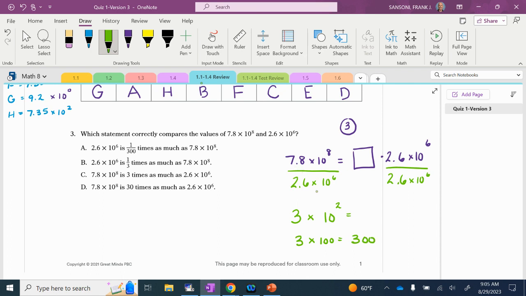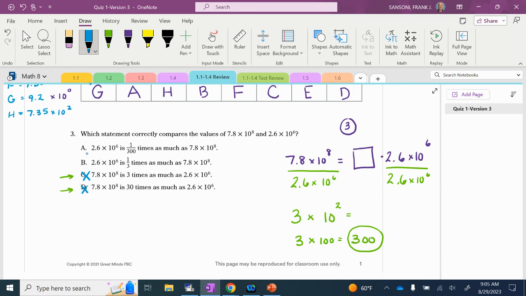So we know that 7.8 is 300 times 2.6 times 10 to the 6th. Well, let's go to this, because C and D are the ones that start with 7.8. 7.8 times 10 to the 8th is 3 times. Well, is it 3 times? Look at my circled answer. Did we come up mathematically with 3 times? No, we came up with 300 times, right? So it cannot be C. Then we go to D. 7.8 times 10 to the 8th is 30 times. Did we come up with 30? No, so it can't be D.